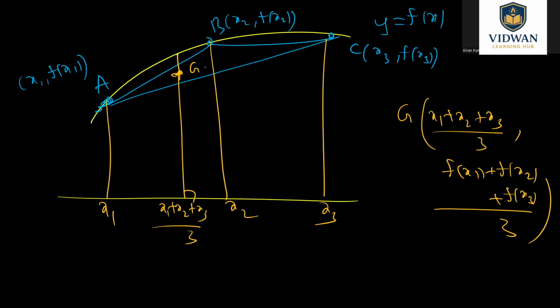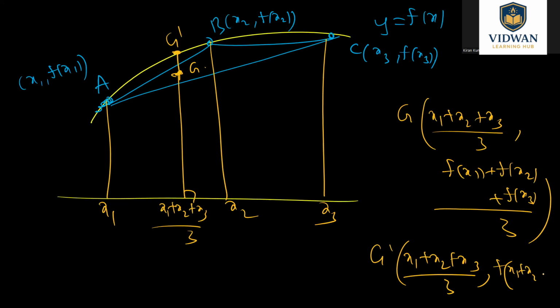You extend this backward to cut the curve at G dash. What will be the x coordinate for G dash? If they lie on the same vertical, x will be the same. And what is the y coordinate? It lies on the curve y equal to f of x. So the y coordinate will be f of the x coordinate. So f of x1 plus x2 plus x3 by 3.